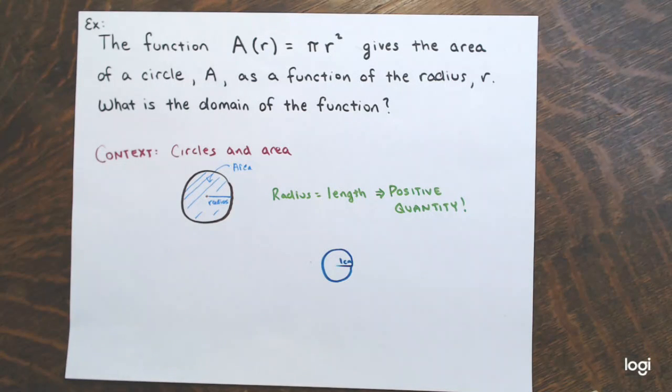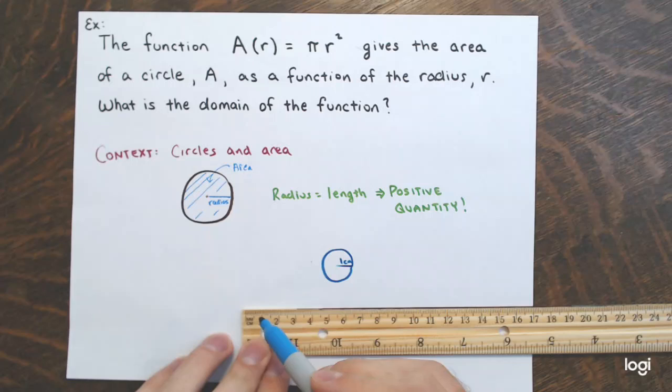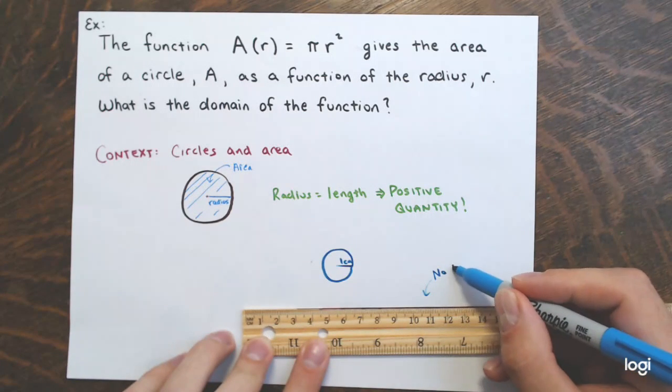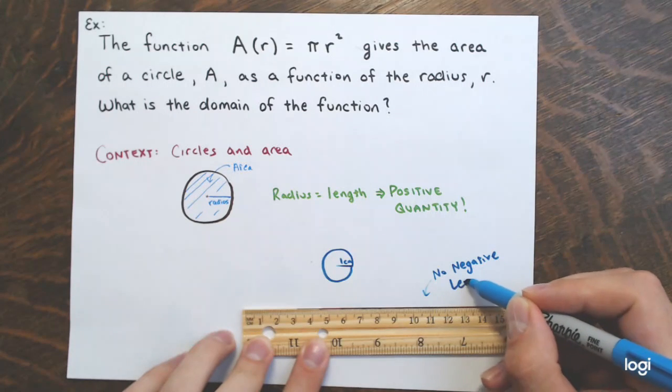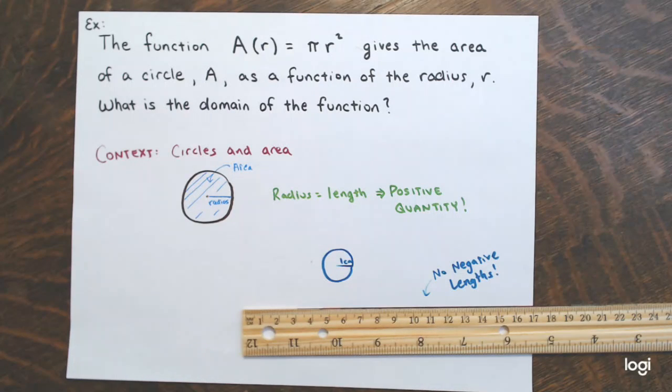How can a radius be negative? How can a length be a negative quantity? You never see that on a ruler. You don't see negative lengths marked off on a ruler, so I can't see how that could be done.